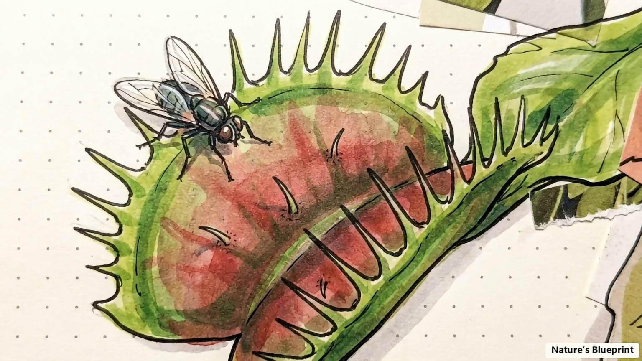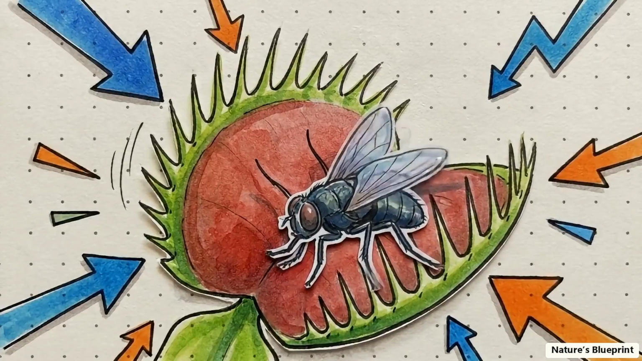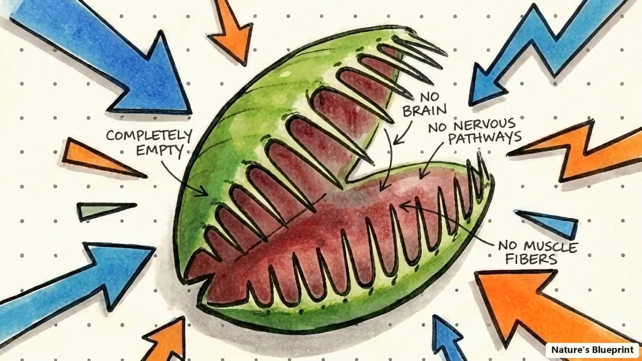A fly lands on a leaf looking for a quick meal. It takes a step, brushes against a tiny hair, and nothing happens. Then it takes one more step, touches a second hair, and in less time than it takes you to blink, the leaf folds shut like a bear trap. The fly is gone. But that leaf has no brain, no nerves, and zero muscle tissue.